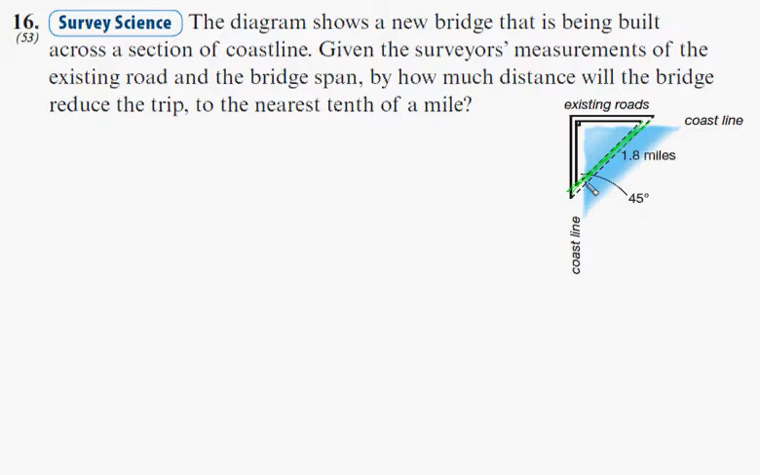So what we want to know is by how much distance will the bridge reduce the trip to the nearest tenth of a mile? Well, if you didn't have the bridge, you would have to go around it, right? This red part right here. So what we need to know is this distance right here, but we also need to know the green distance, okay? So you can see we have a 45, 45, 90 triangle, so let's set up our reference triangle, okay?